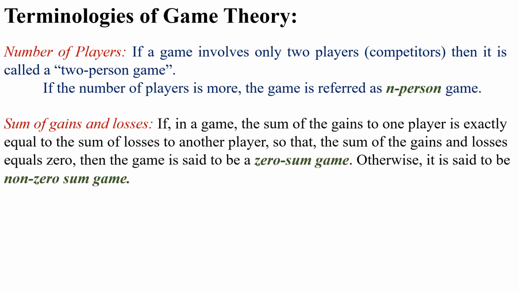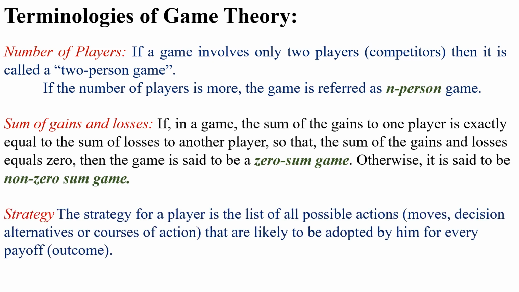The second one is the sum of gains and losses. If in a game the sum of the gains of one player is exactly equal to the sum of losses of another player, so that the sum of the gains and losses equals 0, then the game is said to be a zero sum game. Otherwise, it is said to be a non-zero sum game.